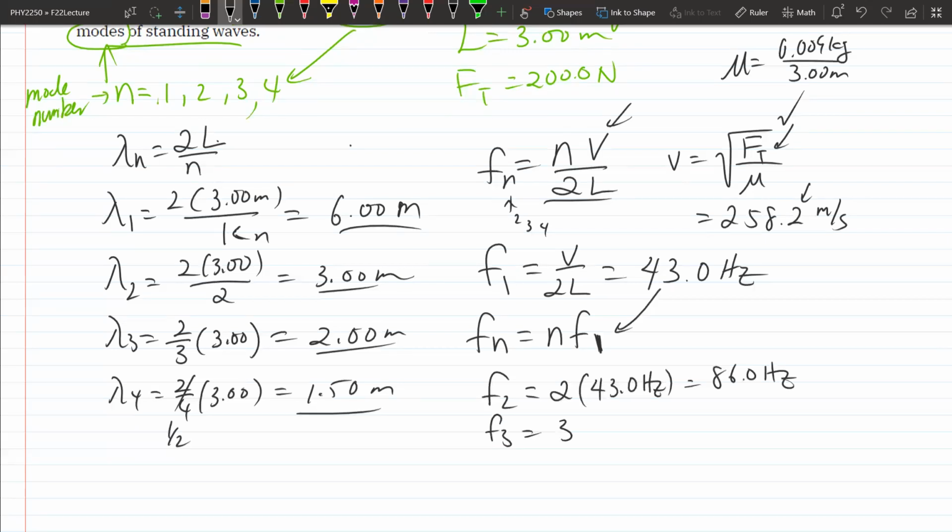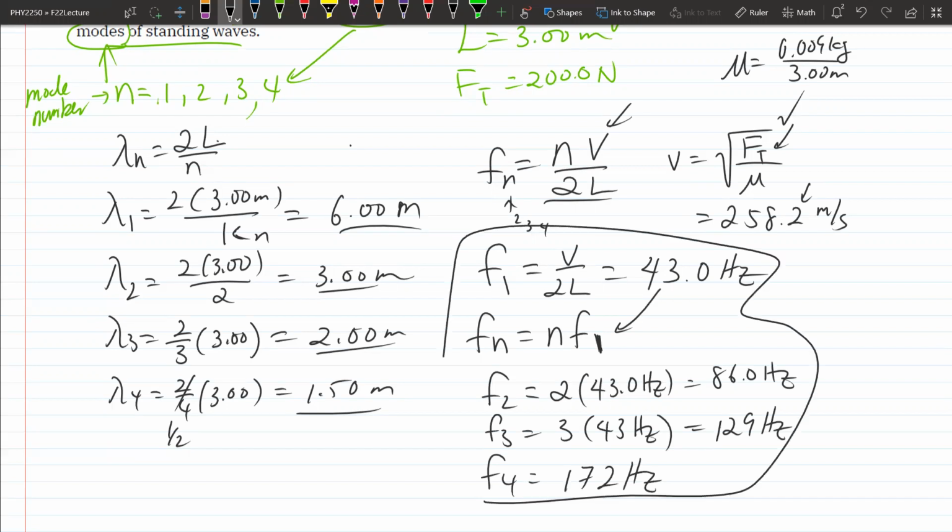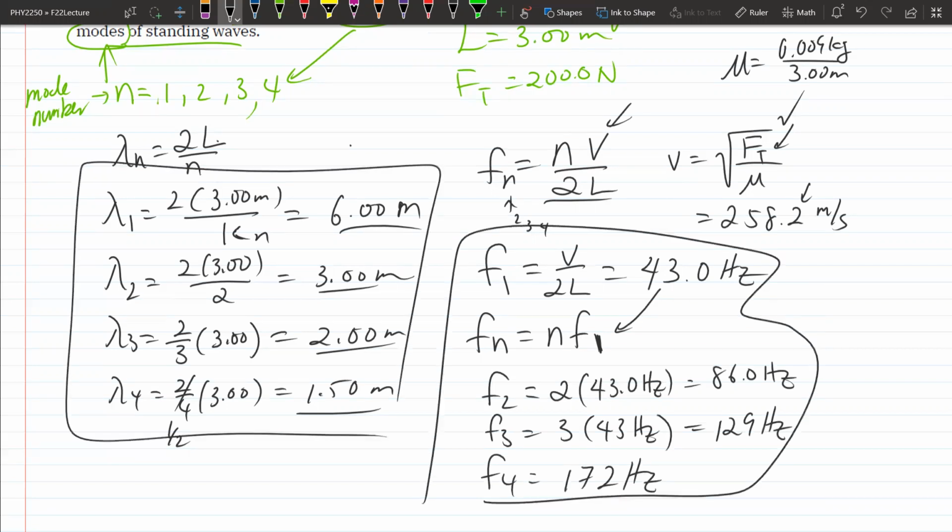F sub 3 is going to be 3 times that, which is actually 129 hertz. F sub 4 is 4 times the fundamental, in other words, 172 hertz. So that's how you calculate these different wavelengths and different frequencies. Any questions?